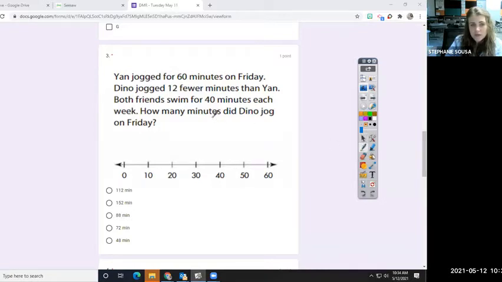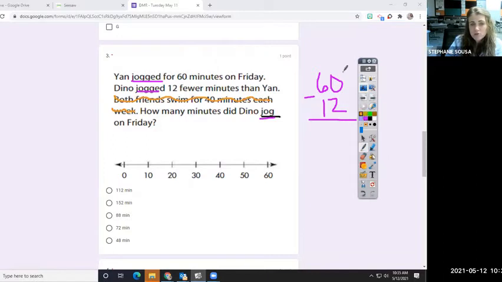Okay, so let's take a look here. Our question is about jogging. Here's information about jogging. Swimming is not involved in our question, so this is a piece of information that we do not need. It says that Jan jogged for 60 minutes and Dino jogged for 12 minutes fewer. Fewer means less, so I am going to subtract.